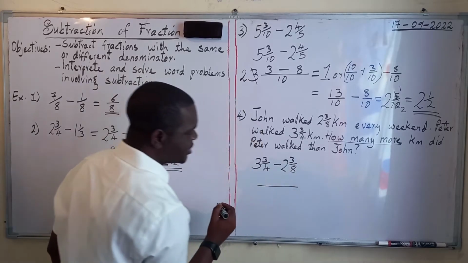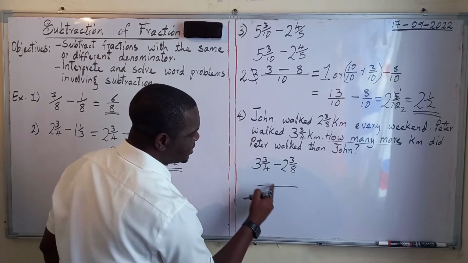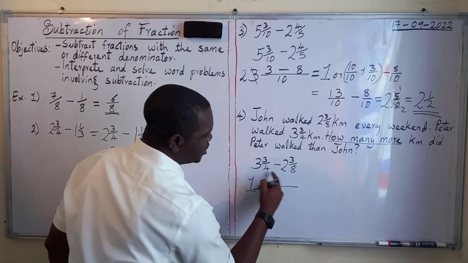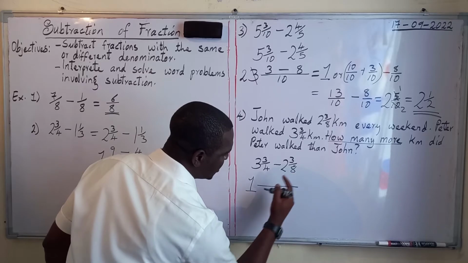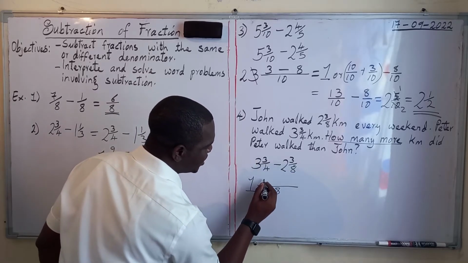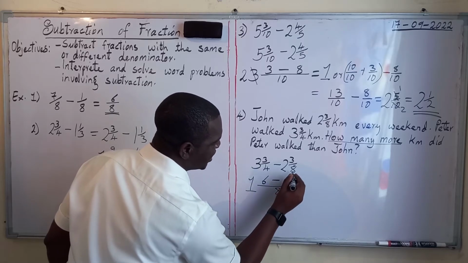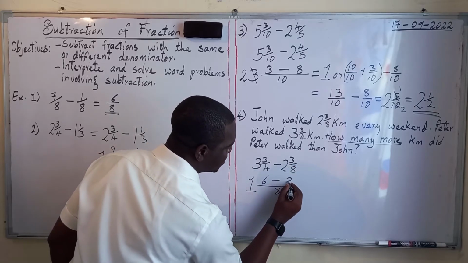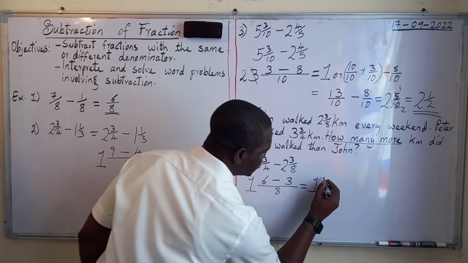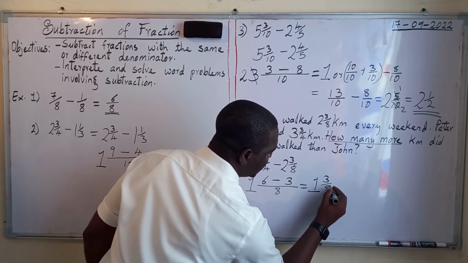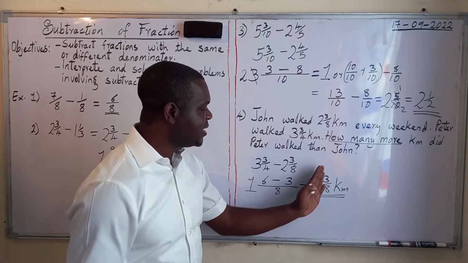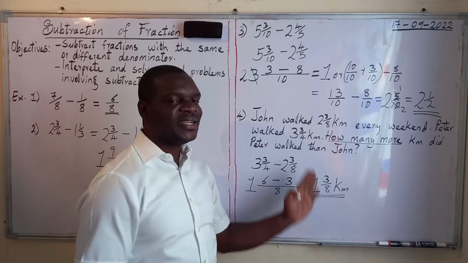Here the denominators are different, so we are going to find the LCM. And before we do that, 3 take away 2 is 1, and the LCM will be 8. 8 divided by 4 is 2. 2 times 3 is 6, minus 8 divided by 8 is 1. 1 times 3 is 3. And the answer here will be 1, and 6 minus 3 is 3/8 kilometers. So Peter walked 1 3/8 kilometers more than John.